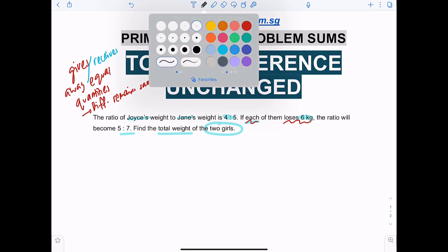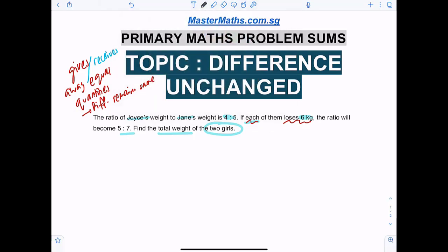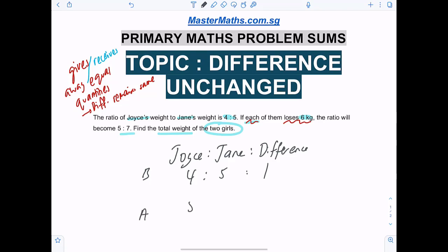So to do this question, we can employ the BCA table, before, change, after, or we can just draw for ourselves a ratio. Okay, so we draw up the ratios for Joyce is to Jane, 4:5, and develop a difference ratio as well, because the difference must be made the same. So this is 1. Okay, so this can be the before, right? And in the after case, it became 5:7. The difference is now 2, because 7 minus 5 is 2.